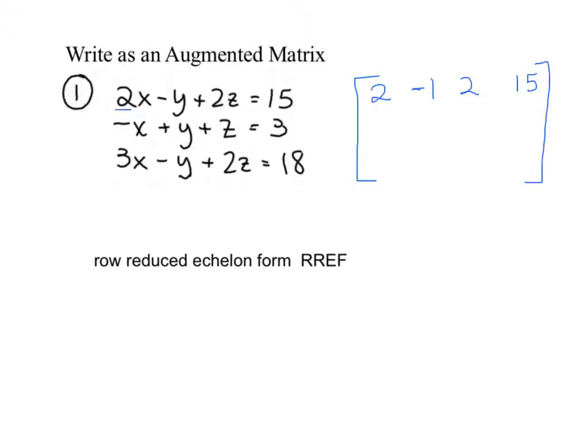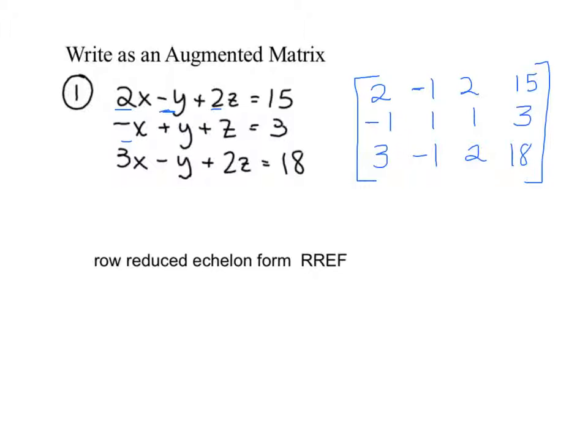So you can see that -1, right? There's not really a 1 there, but it's understood to be 1, a 2, and a 15. So here, this would be -1, 1, and 1, and 3. This is 3, -1, 2, and 18. So that would be a matrix written as augmented.